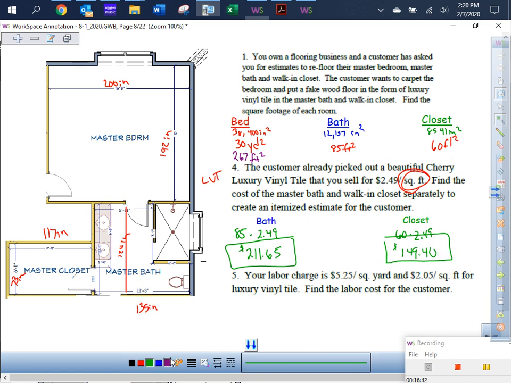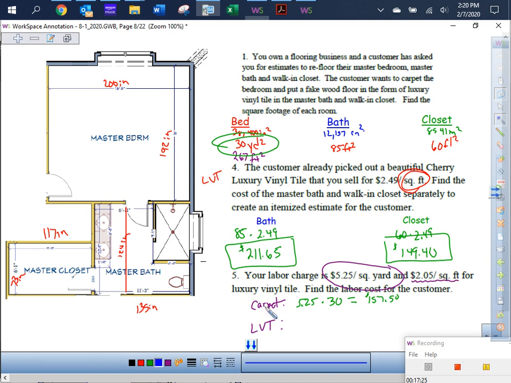Somebody's going to come put this stuff in, so we charge $5.25 for every square yard to do the carpeting, and $2.05 for every square foot for LVT. Find the cost for the customer. So how I'll break this down is I'll call it carpet and then LVT, two different categories, because the customer wants to see this accurately. For the carpet, it'll be the $5.25, sorry, pen froze, times however many square yards we had. That was the 30 square yards. We could punch that in. And that's $157.50. So that's how much we charge them to put the carpet in that bedroom.